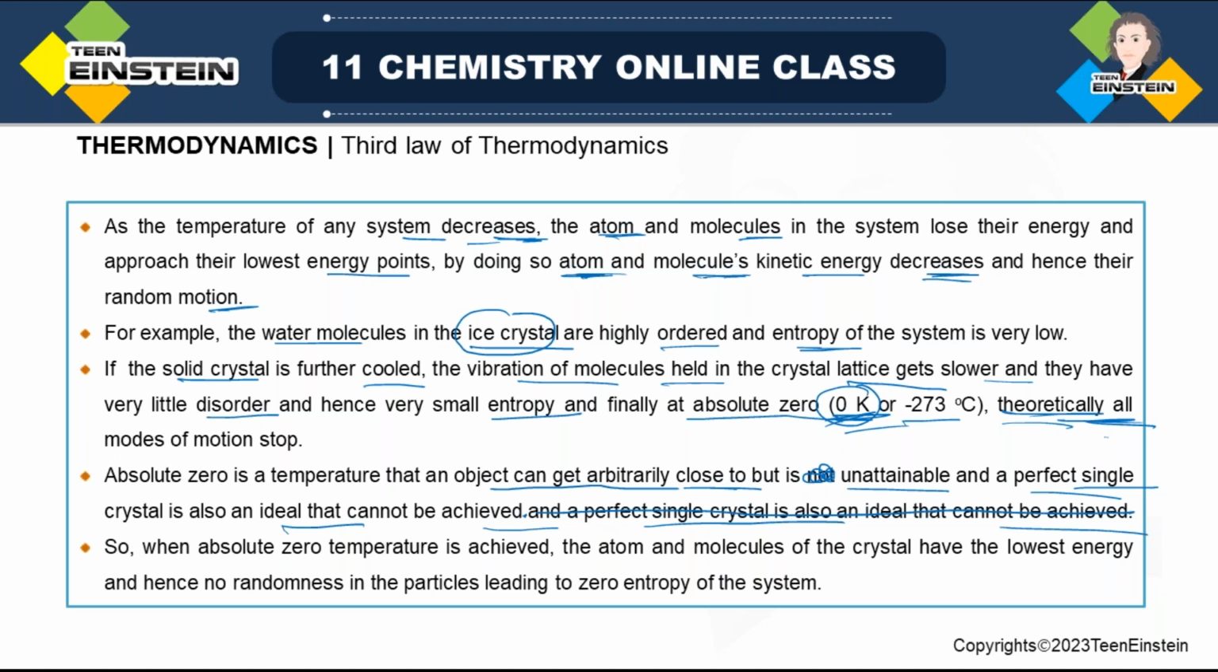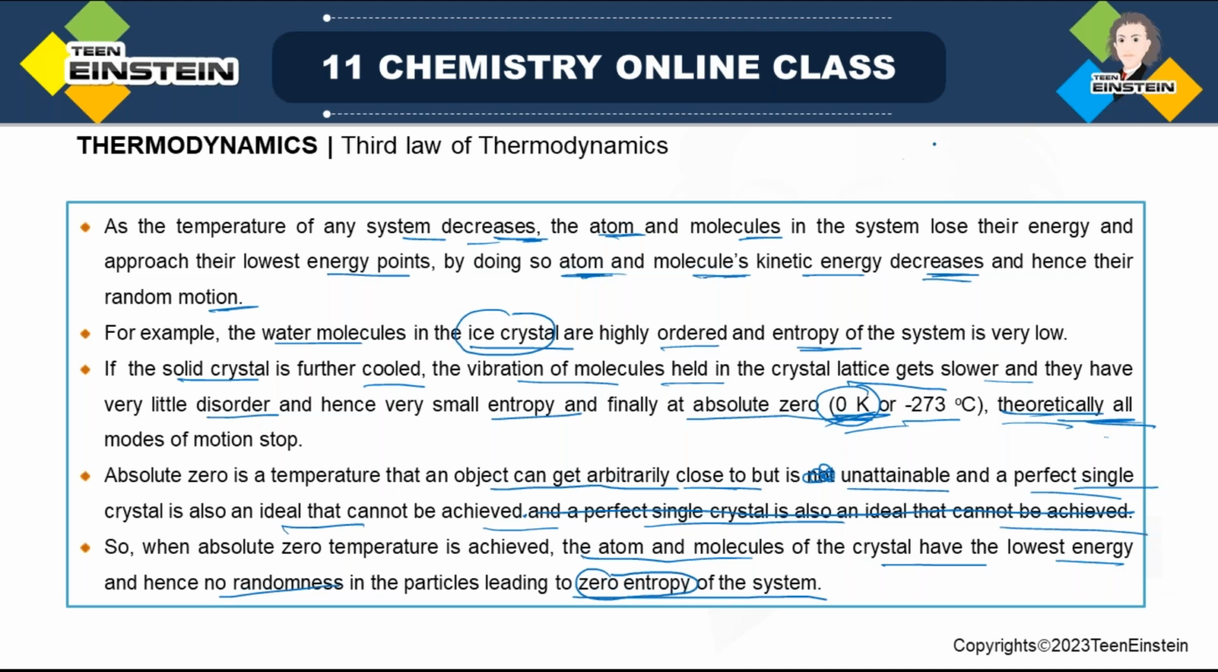So when absolute zero is achieved, in terms of energy, if we consider the atoms and molecules of the crystal, they will now have lowest energy and no randomness is left in the particles. That means now we can consider as if the entropy is zero, because entropy is a measure of randomness. And now we are saying that theoretically all the motion stops, so no randomness is present. That means now we will consider this situation where the entropy is zero. So this is actually the absolute entropy.